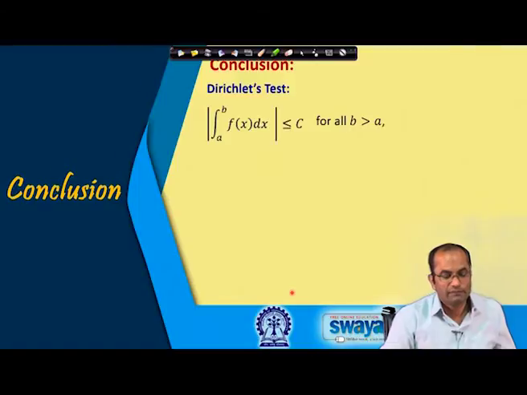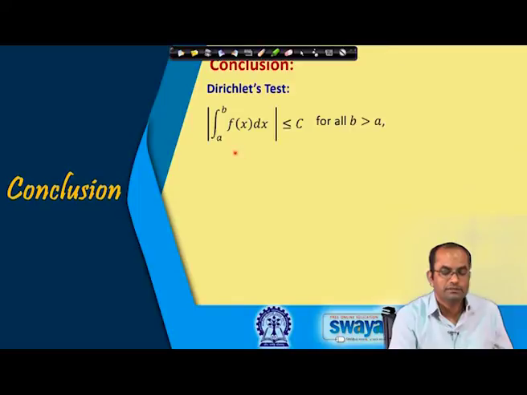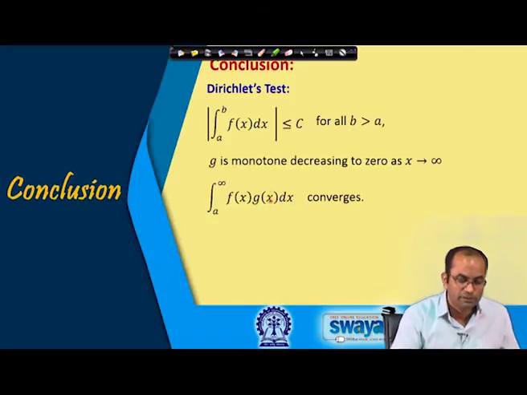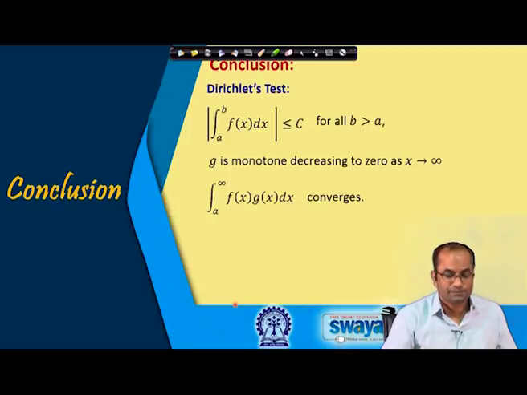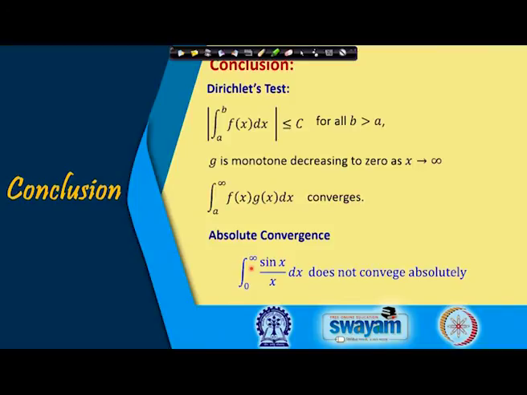So, the conclusion: we have the Dirichlet test, which says that if we can show the uniform boundedness of this integral for all b greater than 1, and g is monotone decreasing to 0 as x approaches infinity, then the integral of the product in the integrand from a to infinity converges. We have also discussed absolute convergence, and we have seen this nice example which does not converge absolutely, but converges if we do not take the absolute value of the integrand.